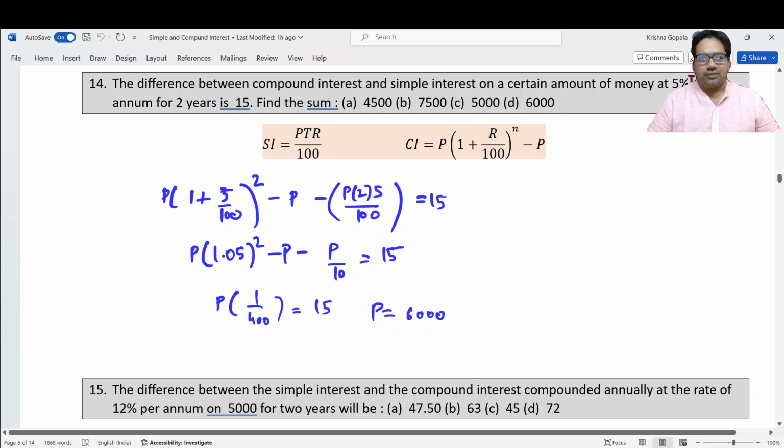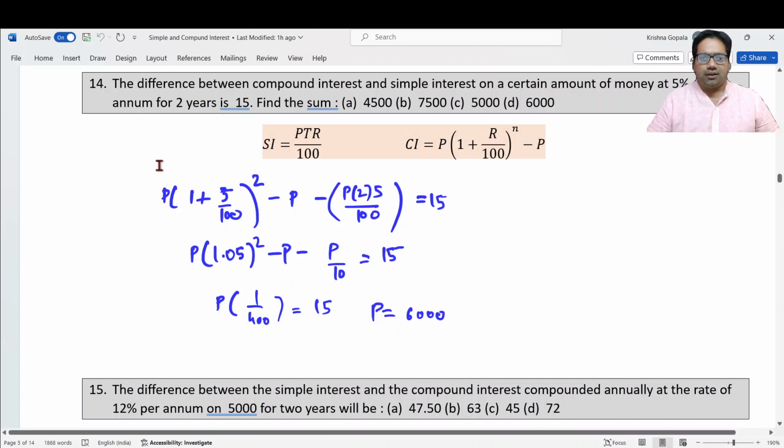So compound interest is final amount minus original principal. Okay, here in this case, what is given? The difference between compound interest and simple interest. We discussed earlier also, compound interest is always higher than or equal to simple interest. If it is 1 year, then it will be equal. Otherwise, it is higher. Compound interest minus simple interest at 5% for 2 years is 15.